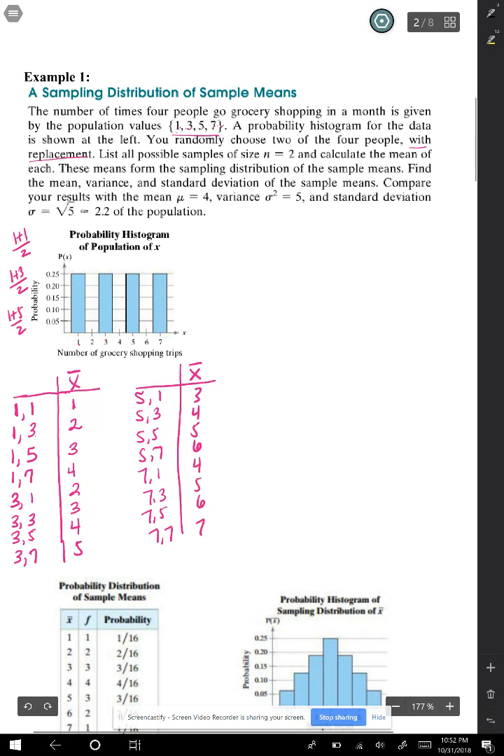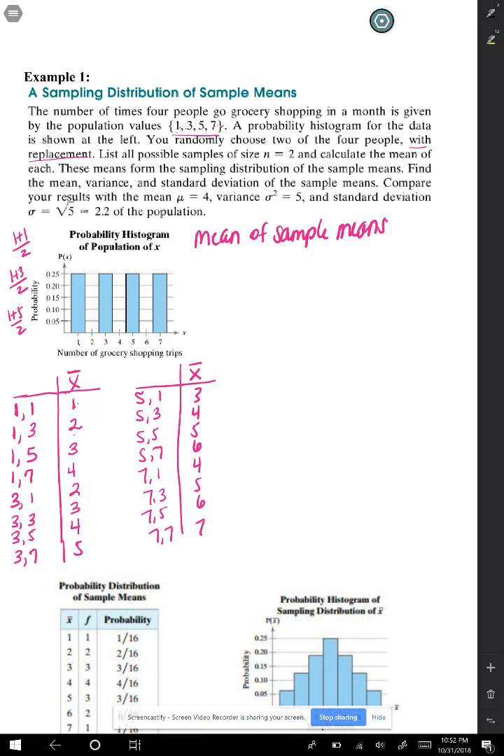So I've now created the sampling distribution of sample means. Now they asked me to find the mean, the variance, and the standard deviation. If you'll recall, the mean, and this is the mean of the sample means. So to find the mean of these numbers, 1, 2, 3, 4, 2, 3, 4, 5, we're just going to add all of those numbers up and divide by, there's 16 entries here, divide by 16.